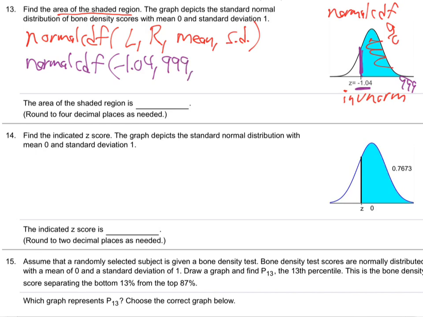And what's the mean? 0. Oh yeah, they told me. Mean is 0, standard deviation is 1. Boom, hit the buttons.